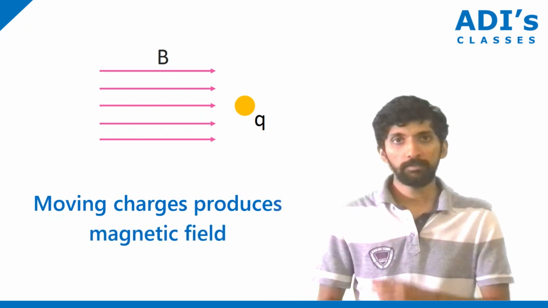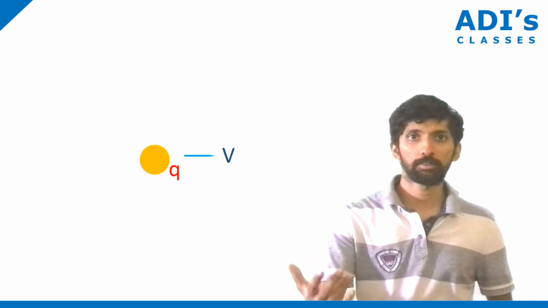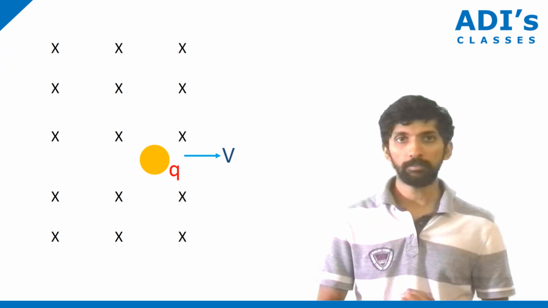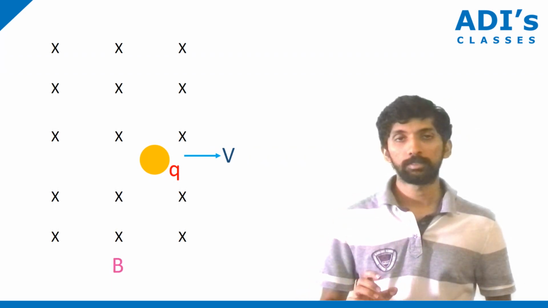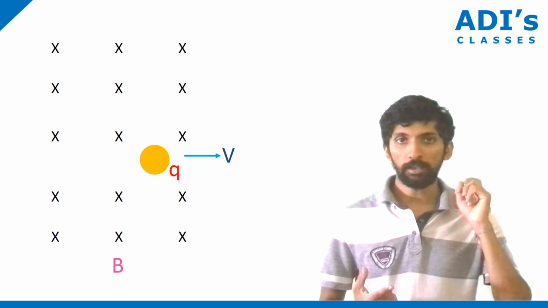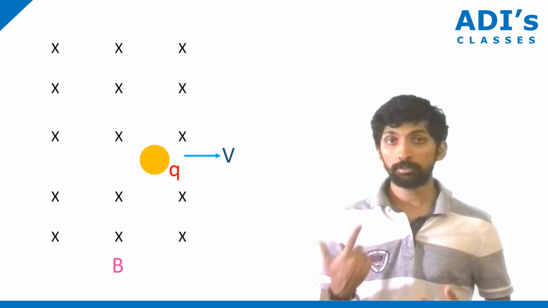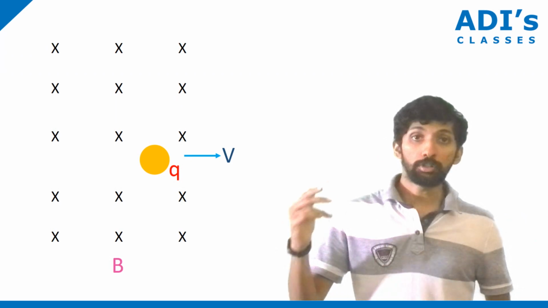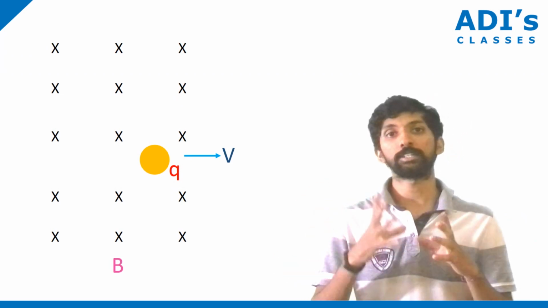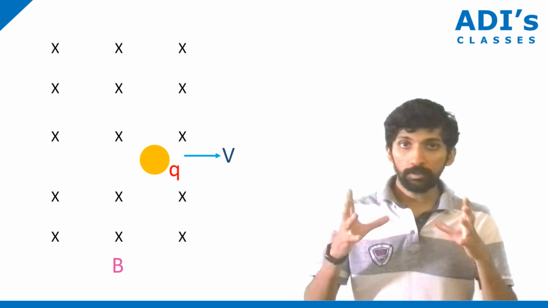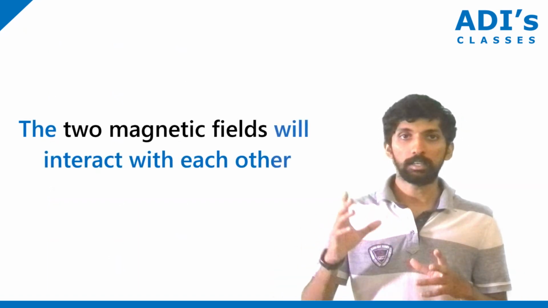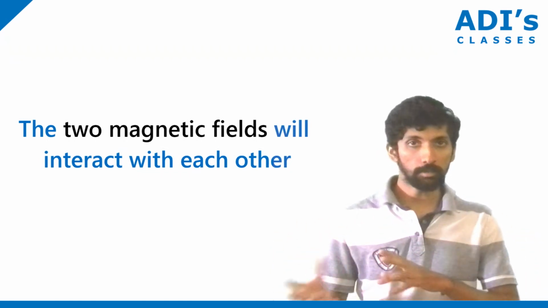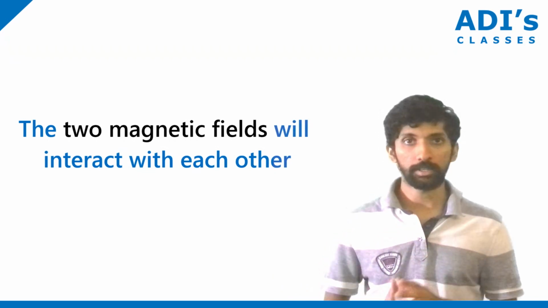So now what we'll do is, we have a charge Q moving with a velocity v in a magnetic field B. Okay, so this is what we have. Now what will happen, we need to know. One thing we know is, if a charge is moving, it produces its own magnetic field, right? And we have an external magnetic field, right? So the two magnetic fields will interact with each other. If two magnetic fields interact, two north poles, if they come together, will repel. North and south will attract. So some sort of attraction or repulsion will happen, correct?